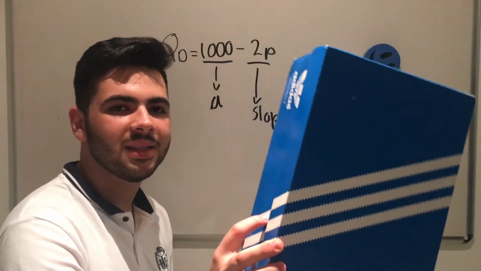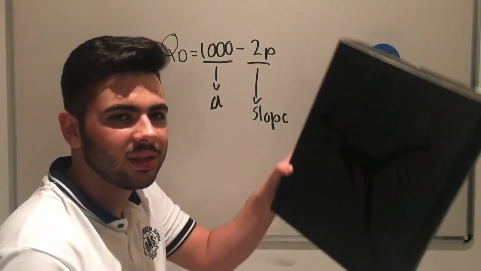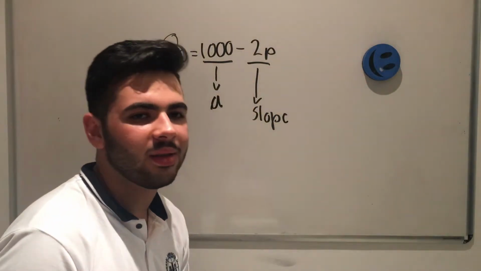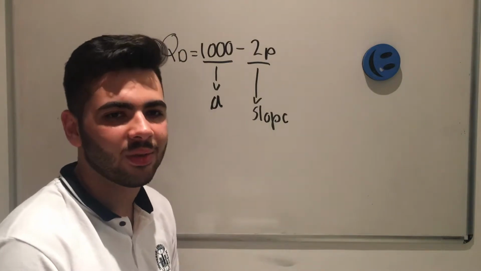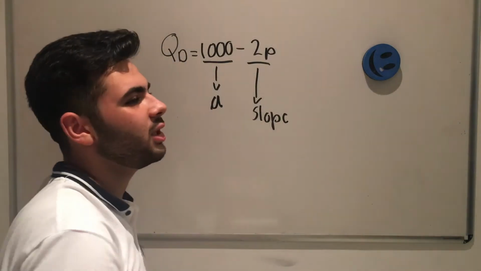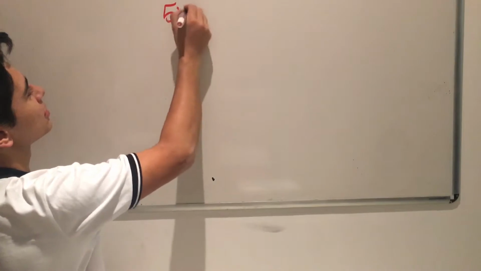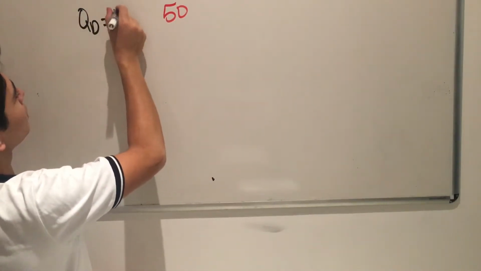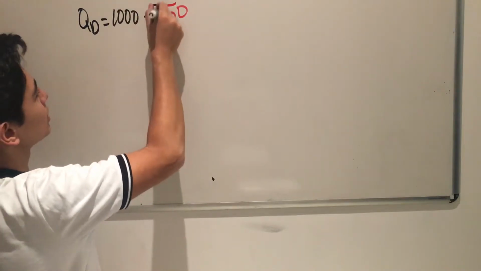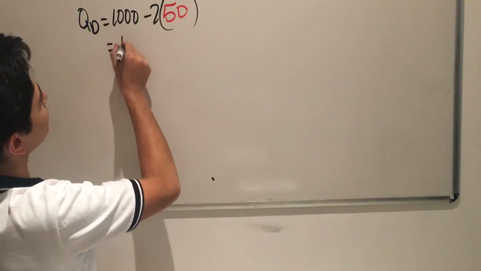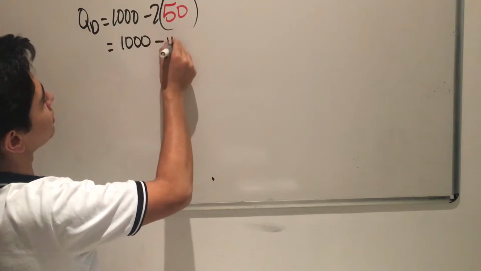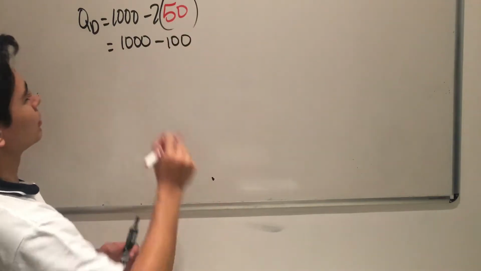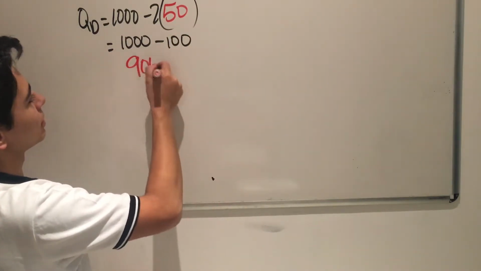If the price of Adidas sneakers rises, which is the substitute for Jordan sneakers, consumers will demand more Jordan sneakers regardless of the price, and the value of A will increase. If the price of a sneaker is $50, the quantity demanded is equal to 1000 minus 2 times 50, which is equal to 1000 minus 100, and therefore the quantity demanded is equal to 900.